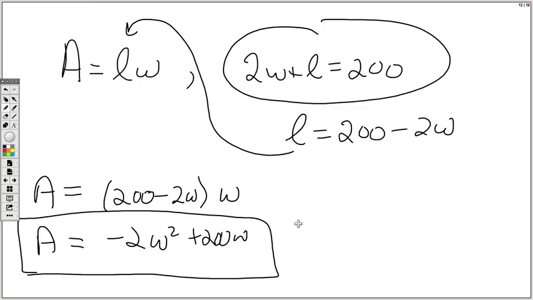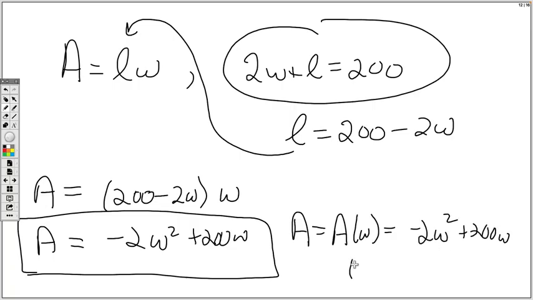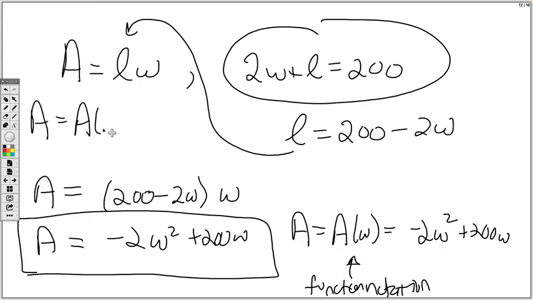So oftentimes you'll see this: A equals A of W is minus 2W squared plus 200W. So this is just function notation. This says that the area is now a function of just W, as opposed to here, the area was a function of length and W, or length and width. Now we've got it down to just a function of one variable. When you see stuff like this, remember, it doesn't mean multiplication. We're not multiplying the area times the width here. We're saying that the area can now be directly computed by the width.